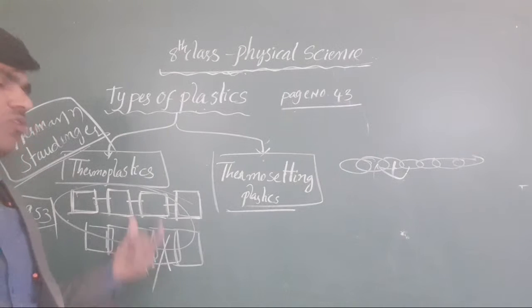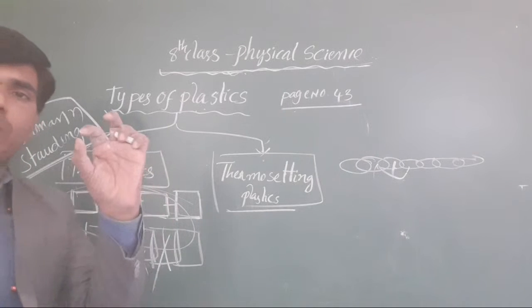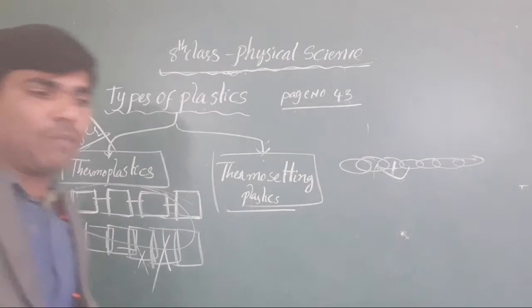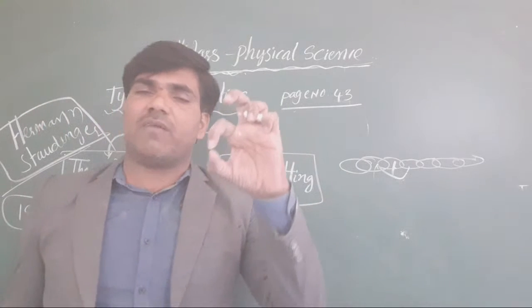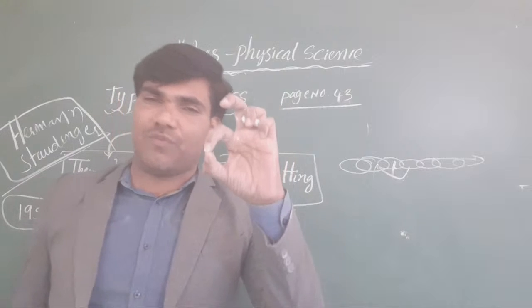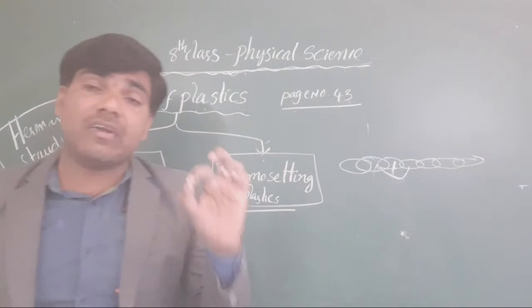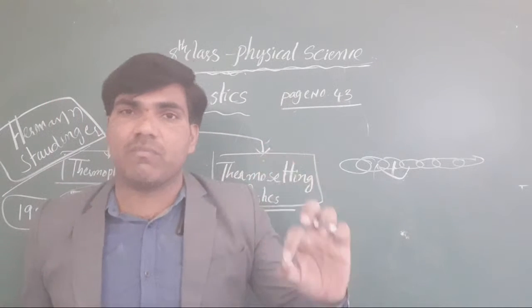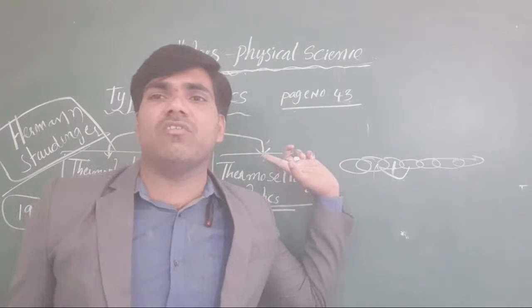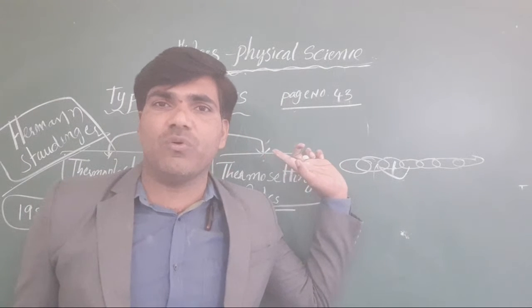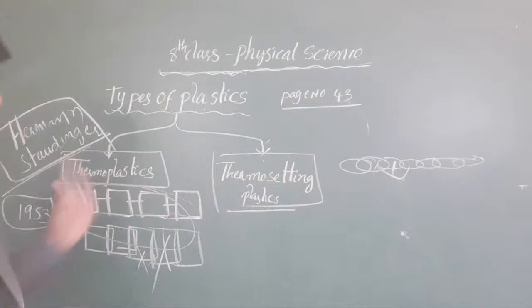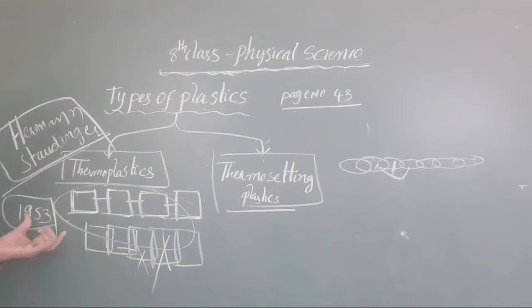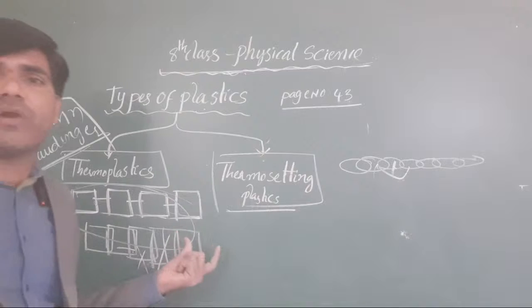Yes, I hope all you students have got it. The plastic elements are combined one with another in the form of a chain. That demonstration was given by our scientist Hermann Staudinger. Okay, clear or not, all of you? Because of this demonstration, we got the Nobel Prize.